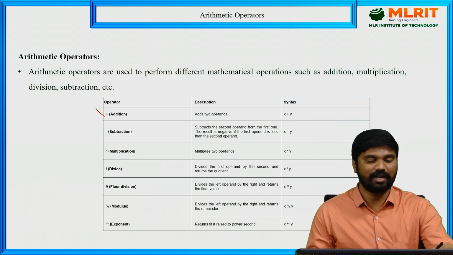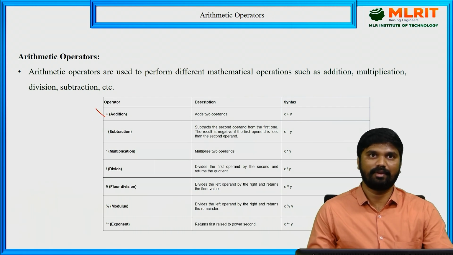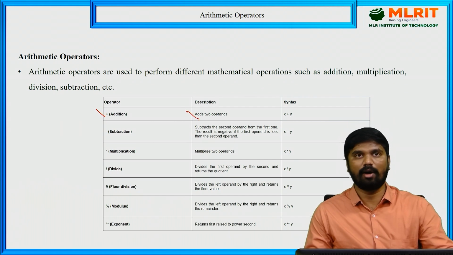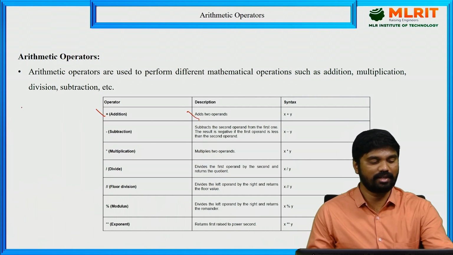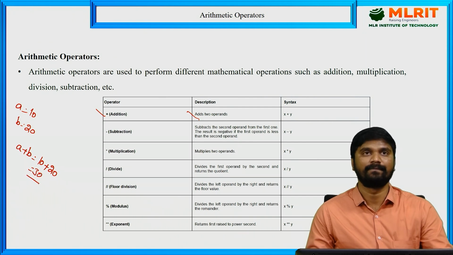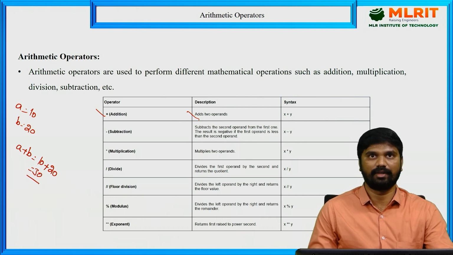First one here is the addition operator. What is the addition operator's purpose? It is used to add two operands. For example, A equals 10, B equals 20. Now A plus B means 10 plus 20, that equals 30. So this is the addition operation.